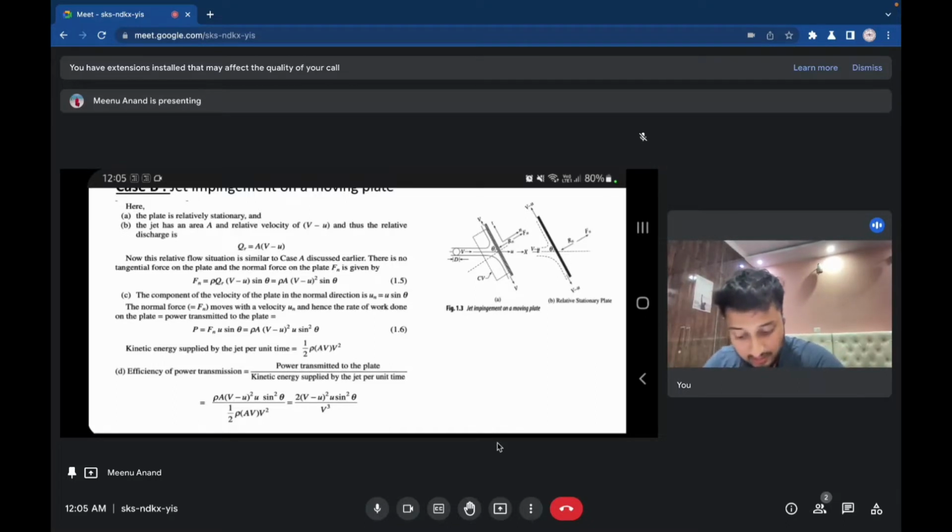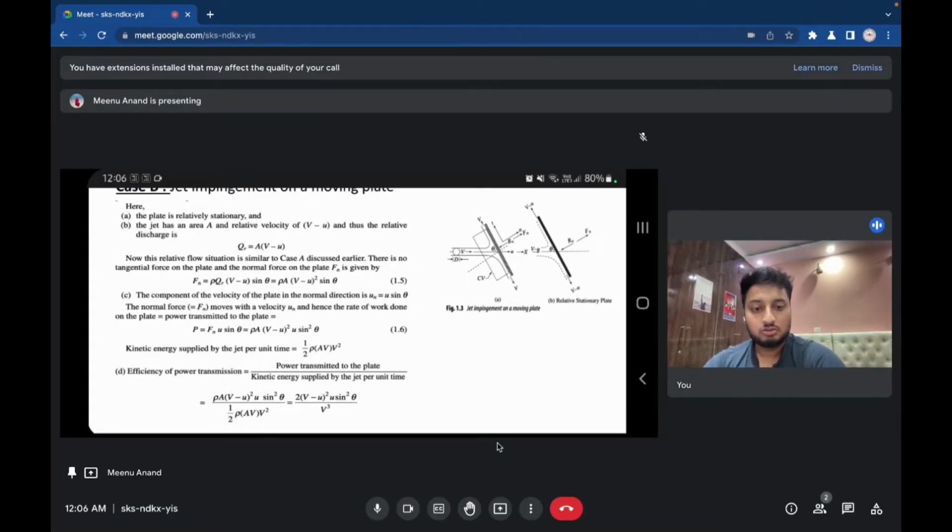The kinetic energy supplied by the jet per unit time is given by half ρ a v into v². And the efficiency of power transmission is given by power transmitted to the plate upon kinetic energy supplied by the jet per unit time, which is equal to ρ a (v − u)² u sin²θ upon half ρ a v into v², which gives us 2 (v − u)² u sin²θ upon v³. Now, notice that in the last equation, if θ is a variable, the efficiency is maximum at θ equal to 90 degrees. That is normal impingement on the plate.